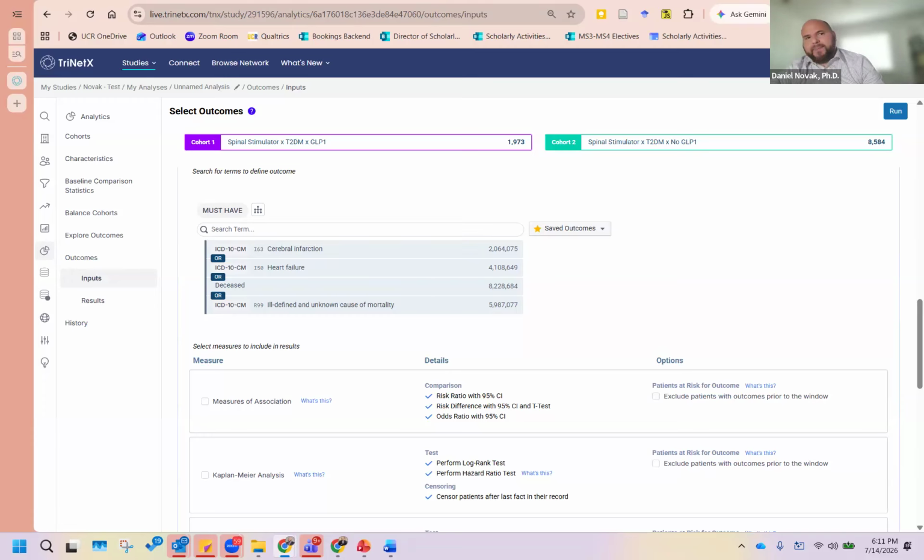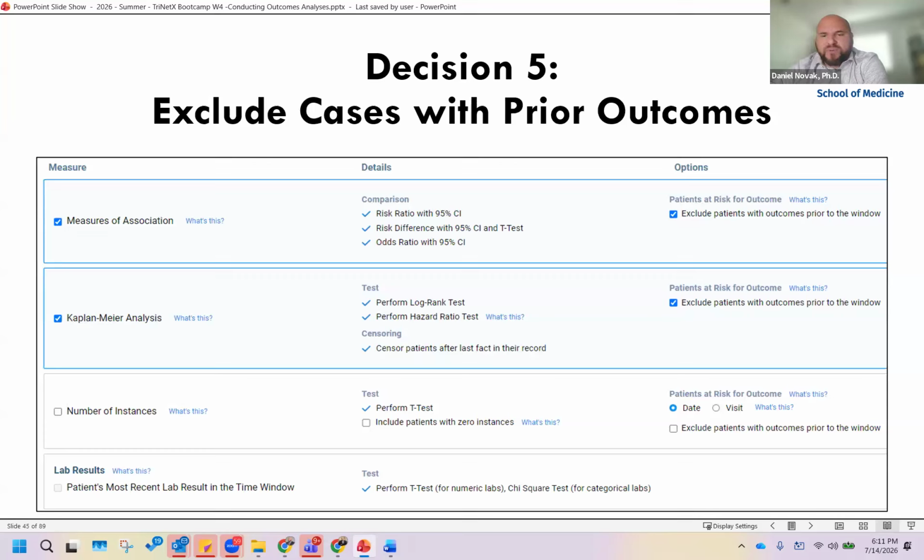So, when you exclude patients with outcomes prior to the window, this is most of the time a pretty good idea, right? Most of the time, you don't want to include people. Many people are looking at the first-time instance of type 2 diabetes, right? The first time they've been diagnosed with that after the index event. So you want to exclude anybody who'd already had type 2 diabetes in your cohort. By checking this box, TriNetX will automatically exclude anybody with those characteristics prior to the start of your study, prior to their entrance into your study.